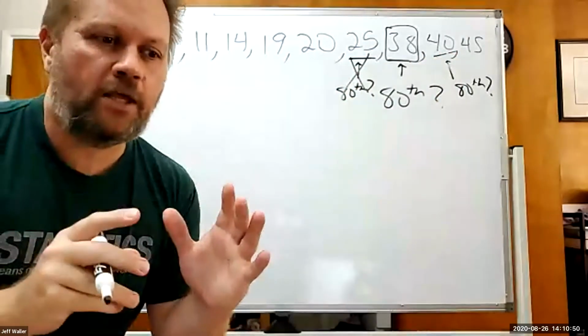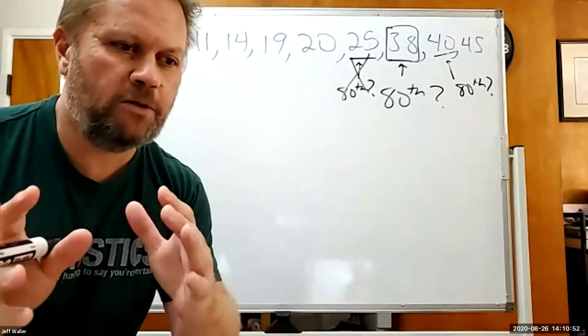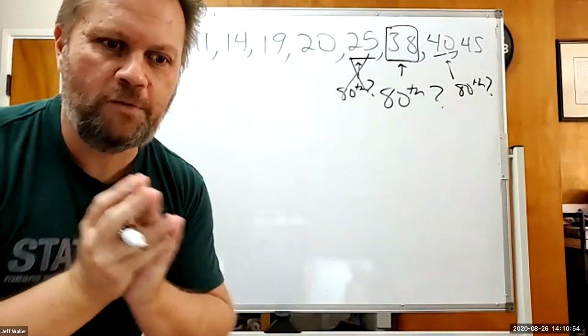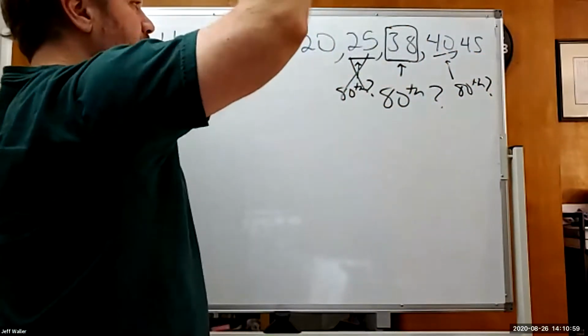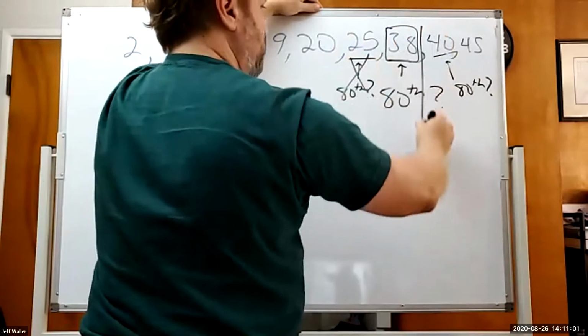Because if you're the 80th percentile, you have 80% below you, how much should be above you? 20. So this one has 20 above it. Oh, so what's the answer? The answer is right between both of them.